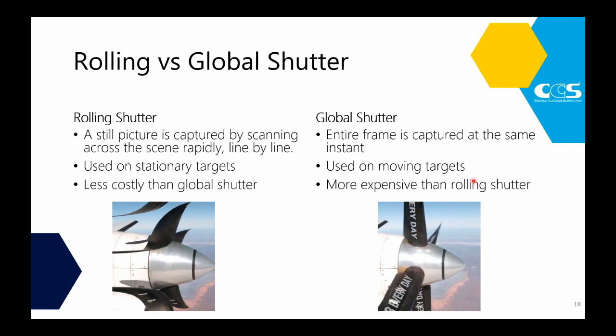For a global shutter, the entire frame is captured at the same time, and it can be used on moving targets. Most of your machine vision cameras are probably global shutter, but rolling shutter is very common too, so just make sure you're picking the right type of shutter for your application, whether it's stationary or moving, and then considering the cost there as well.